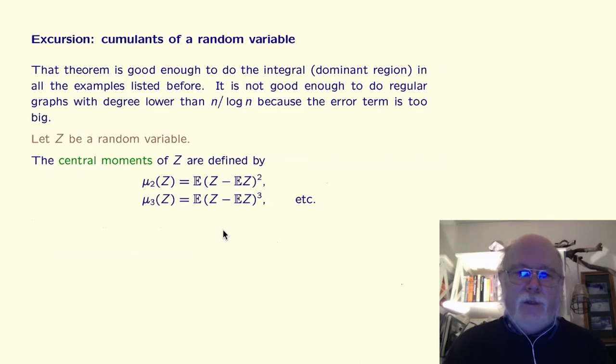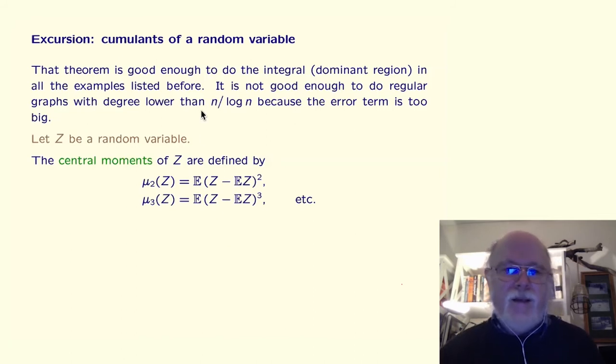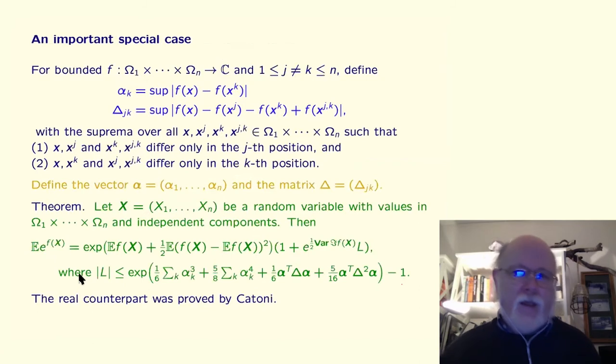So now I have to introduce cumulants, which you also have heard about. You probably know more than me. The theorem that I've just mentioned is good enough to do the integral inside the dominant region, all the examples I listed before, but it's not good enough to do regular graphs whose degree is lower than n over log n. And the reason, I'll go back. The reason is this thing here, the variance of the imaginary part of f.